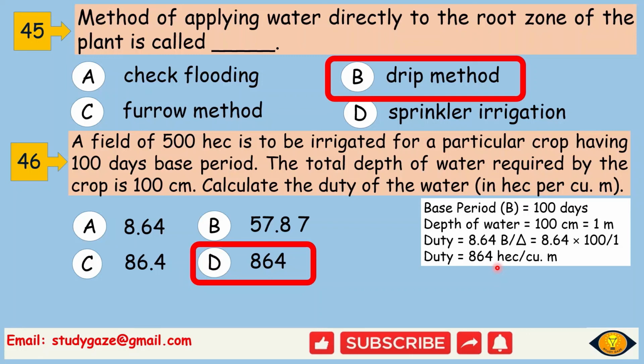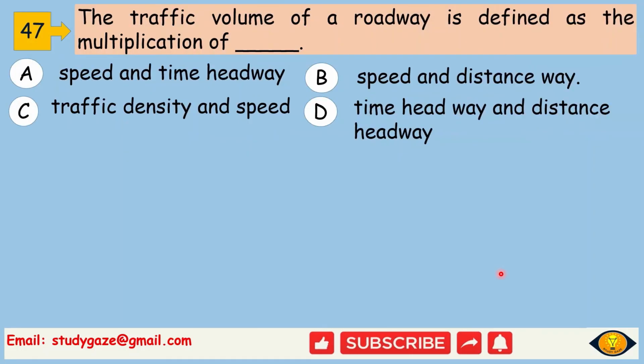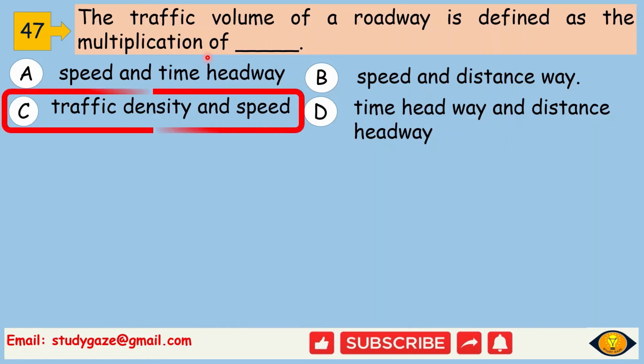Next, the traffic volume of a roadway is defined as the multiplication of, the answer is traffic density into speed.